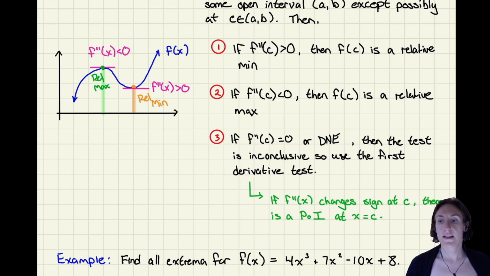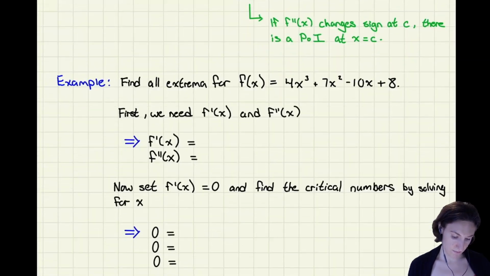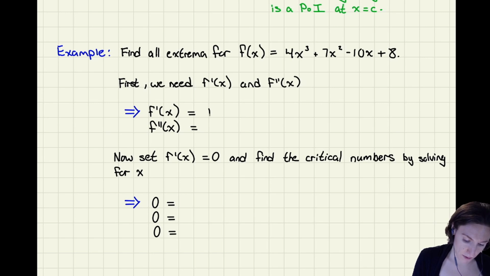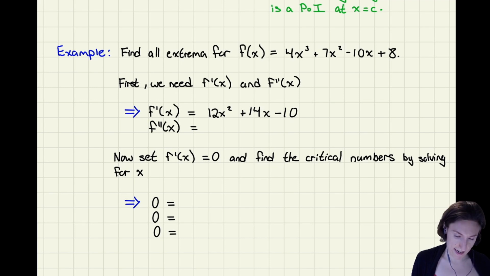Now, let's do a quick example of this. And again, unless I ask you to, you don't have to do the second derivative test. You can do the first derivative test. But let's find all extrema for this function here using the second derivative test. First thing I need are the actual derivatives. So by power rule, I'm going to get 12x squared plus 14x minus 10. Differentiate again. I'm going to get 24x plus 14.